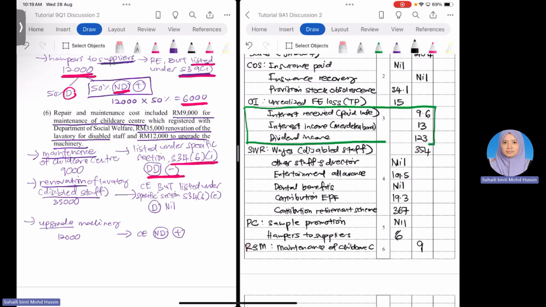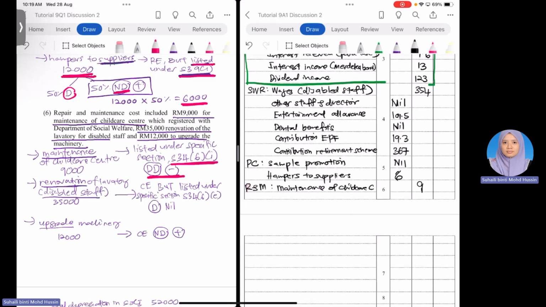When you make the renovation of the lavatory, this is capital expenditure actually, but the government allowed the deduction under a specific section, section 34 sub 6 sub E. So for taxation purposes, you are allowed to deduct, but there is no more adjustment needed because you already deducted in SOCI. So I just wrote here, renovation of lavatory to assist the disabled staff. We record it as nil to represent that no adjustment is needed as the amount is already deducted in the SOCI.